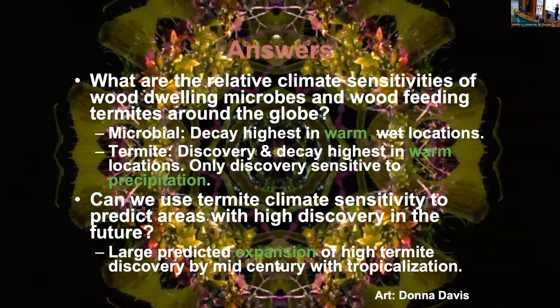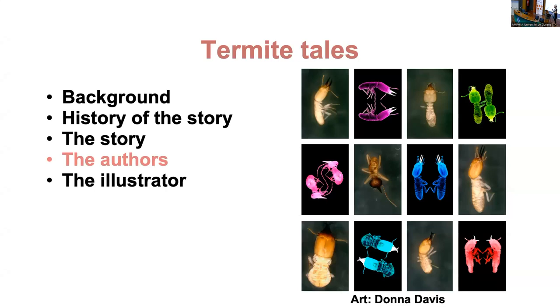Now, this is only based on temperature and moisture. There's a lot of other things going on. Obviously, land use change and things like that will affect where we actually find termites and their ability to move. Okay. So that's the story. It was an amazing collaborative effort. So I'm going to tell you a little bit about the authors.